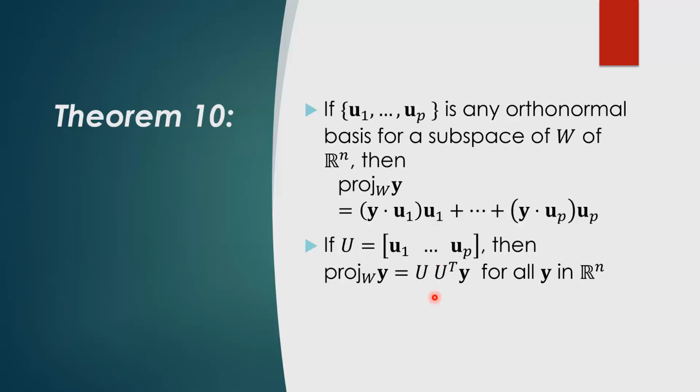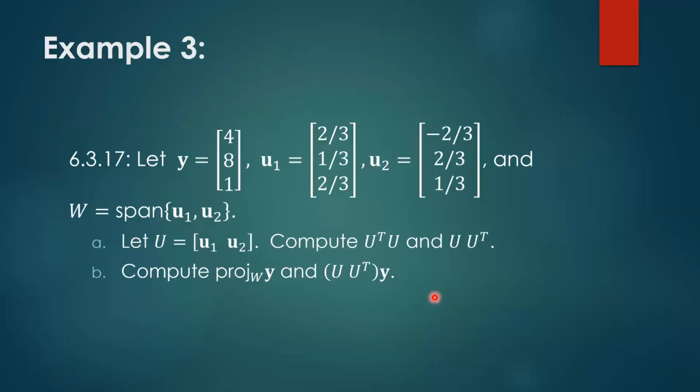Okay, so we sketched the proof, or part of the proof, in class. So let's go ahead and give a shot at doing an example. So here's an example. We have y and then u1 and u2. So u1 and u2 look like they're orthonormal. If you look at the lengths of these things, the length should equal 1. And if you take the dot product of them, it looks like they dot to 0.